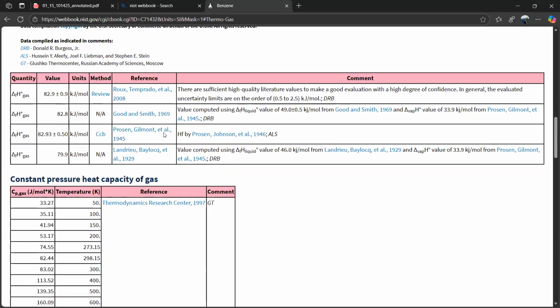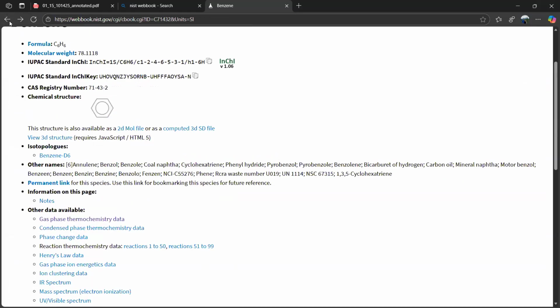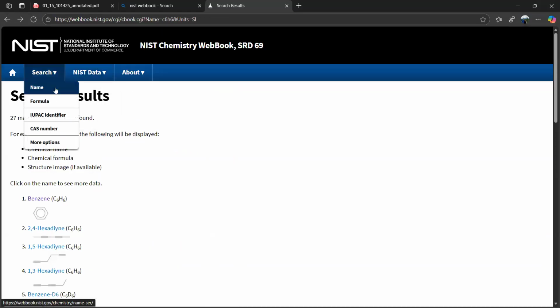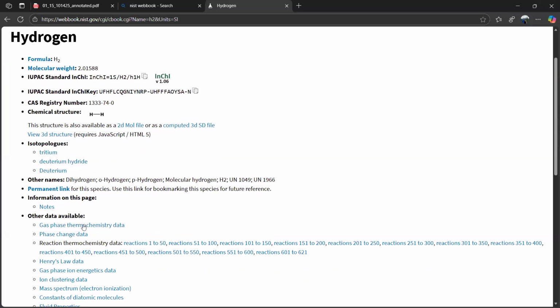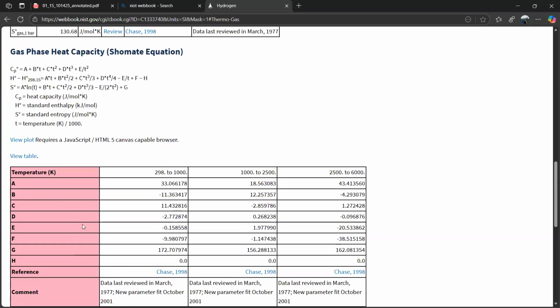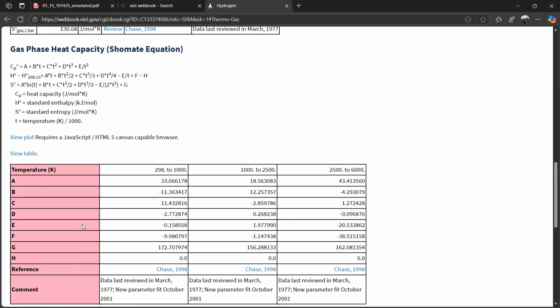Right. Let's start with the reactants. I forgot that this is a little funky. I have an equation for this. We'll do it last. So let's go look at H2. Gas phase thermochemistry data. Most things in this webbook have this heat capacity section under gas phase or liquid phase thermochemistry, called the Show Me equation, which is an equation of temperature with some numbers that allows you to calculate the heat capacity at any temperature.